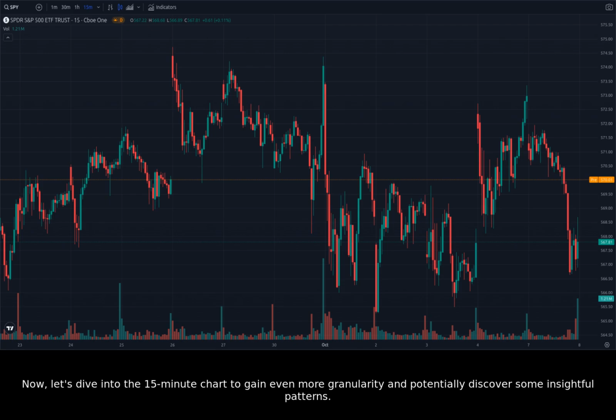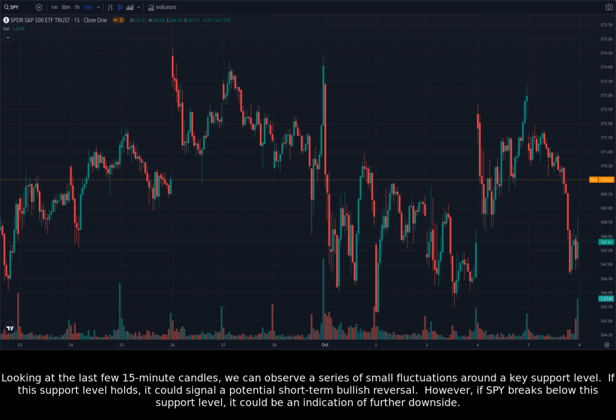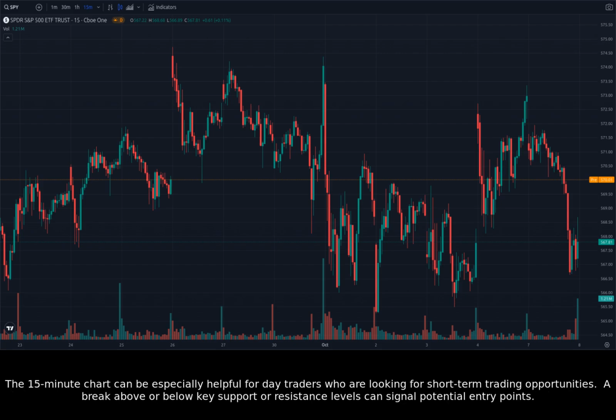Now, let's dive into the 15-minute chart to gain even more granularity and potentially discover some insightful patterns. Looking at the last few 15-minute candles, we can observe a series of small fluctuations around a key support level. If this support level holds, it could signal a potential short-term bullish reversal. However, if SPY breaks below this support level, it could be an indication of further downside. The 15-minute chart can be especially helpful for day traders who are looking for short-term trading opportunities. A break above or below key support or resistance levels can signal potential entry points.